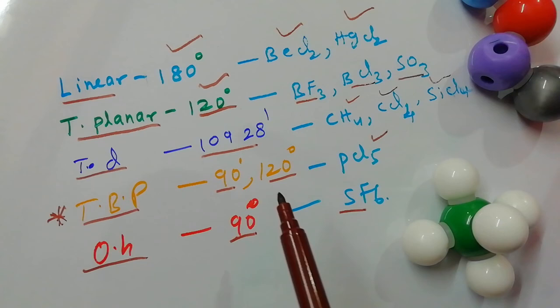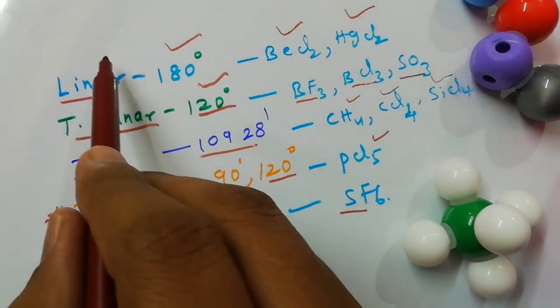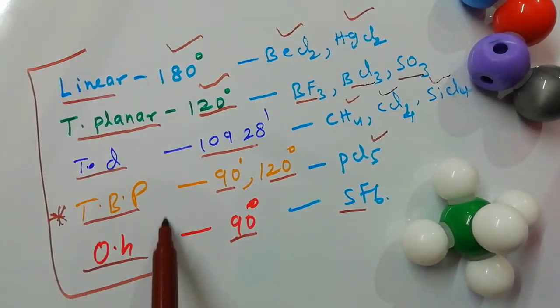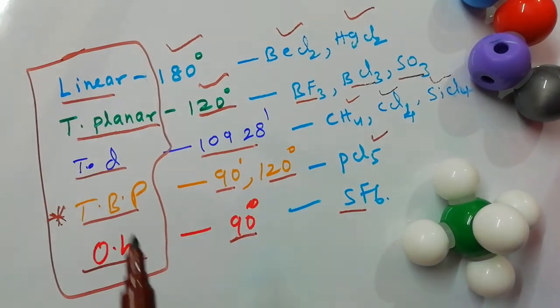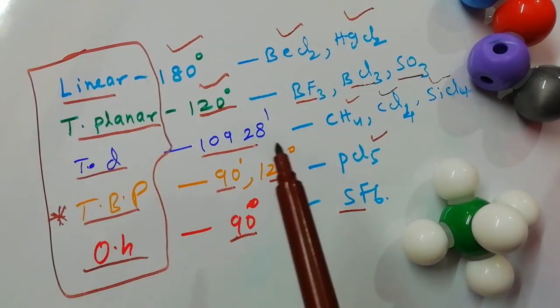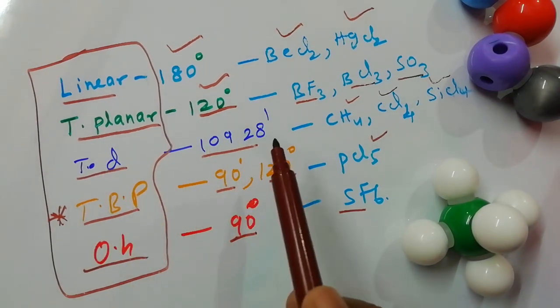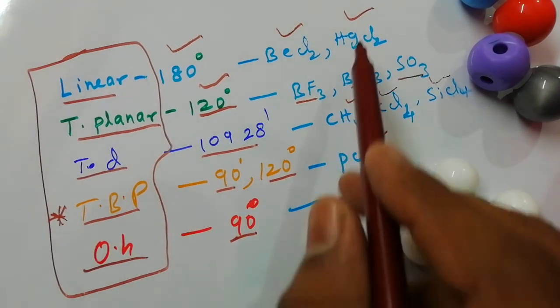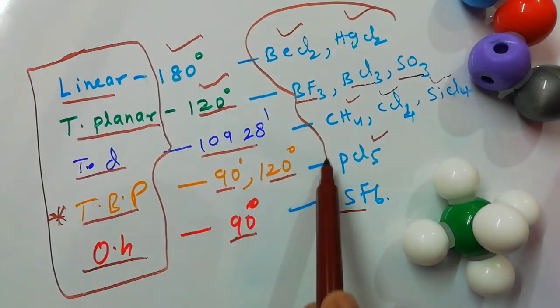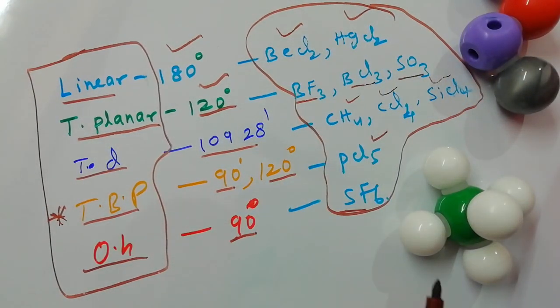One thing I want to add here is that in all these structures there are no lone pairs, that you should remember. If a lone pair is there, then the structure will be modified. Depending upon the number of lone pairs, the structure will be distorted, and the examples will also change. So keep this point in mind, and we will cover those things in the next video.